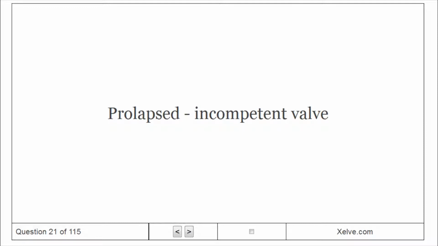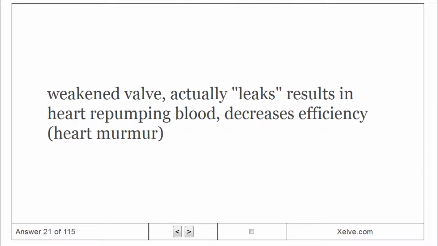Prolapsed, incompetent valve. Weakened valve actually leaks, results in the heart repumping blood, decreases efficiency, heart murmur.